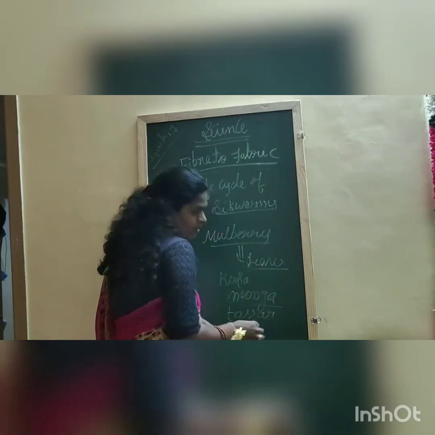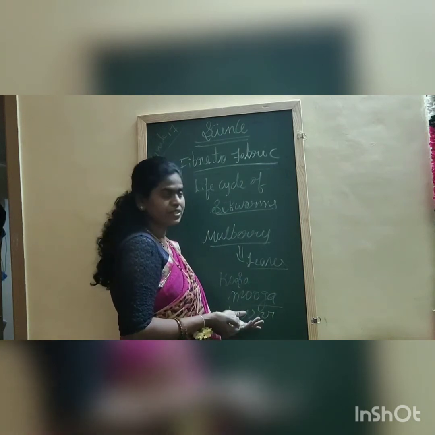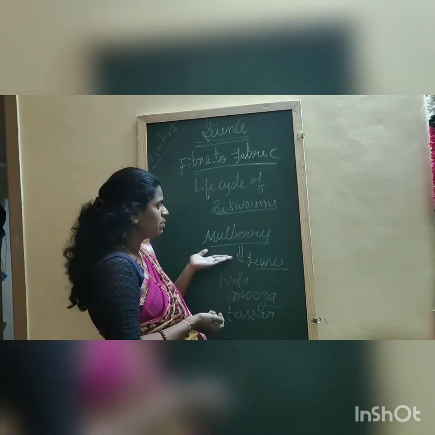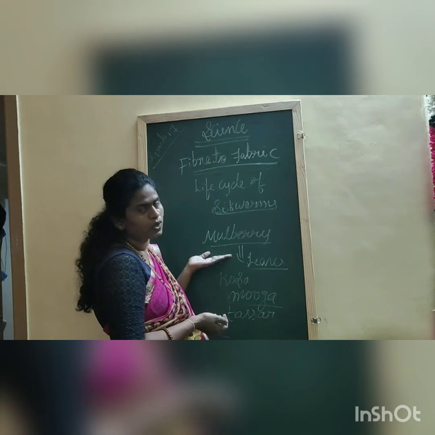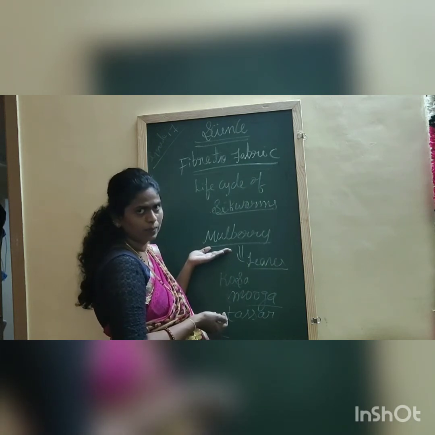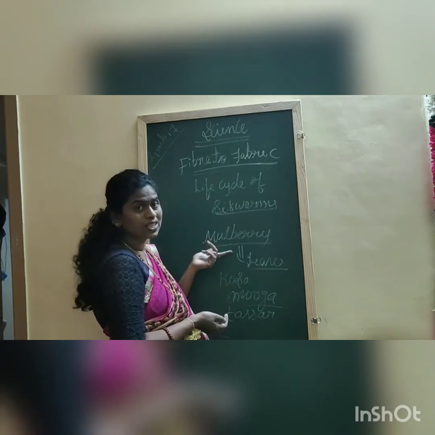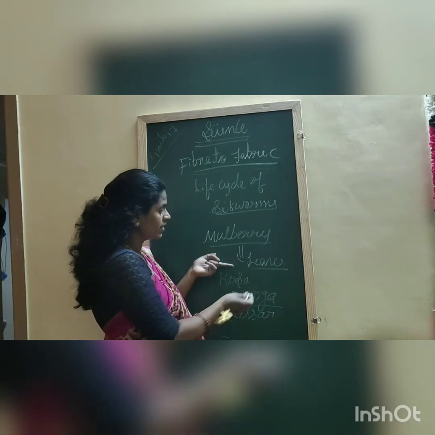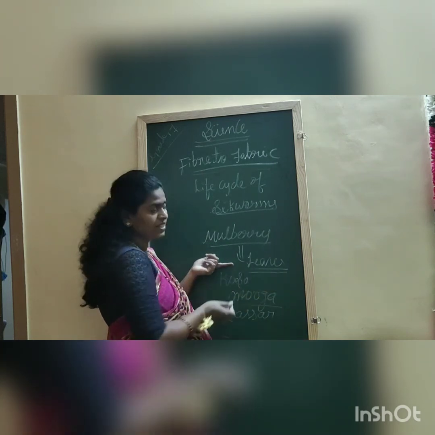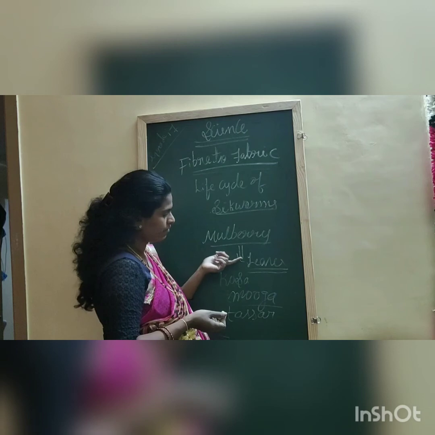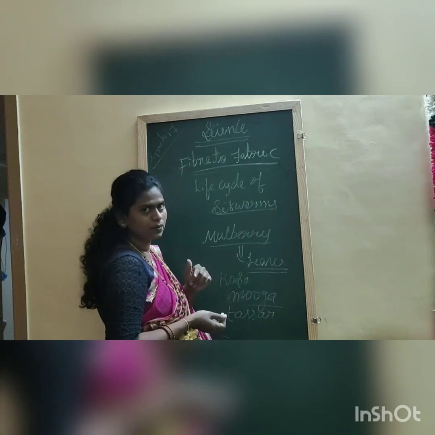Tassar silk. Okay, so these are the different types of silks. Among them, mulberry is very expensive and is the most used. That is mulberry silk, which is extracted from insects which feed on the mulberry leaves.